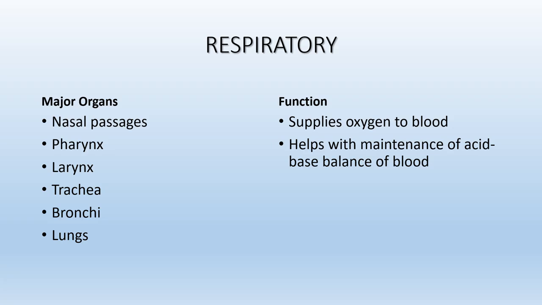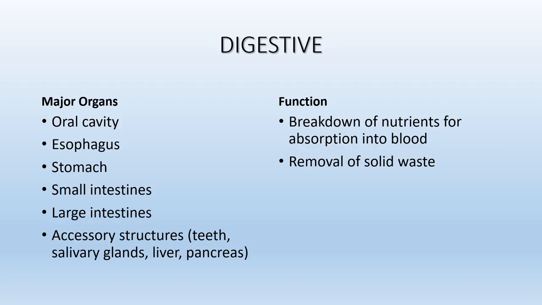It's also going to be involved with helping to maintain what we call the acid-base balance of the blood. The pH of the blood is very, very closely regulated, and there's a very narrow range that the body is kept at. If it goes too high or too low, adjustments need to be made. And the respiratory system is one of those players that can make adjustments to help keep that acid-base balance, or the pH balance of the blood, where it needs to be.